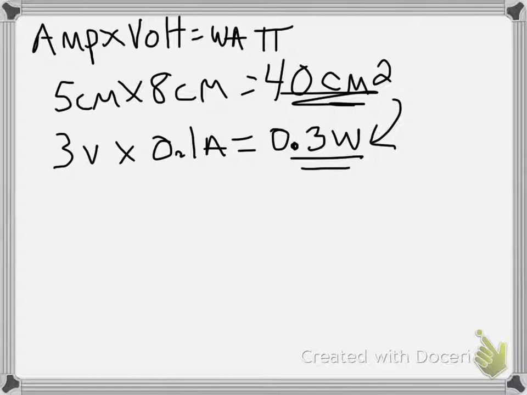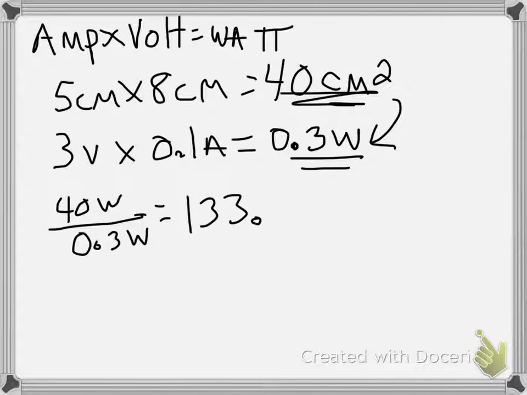Alright, so to solve the rest of the problem, we want to make 40 watts of power. To do this, I'm going to divide my 0.3 watts per cell into the 40 watts of power, and what I come up with is 133.4, and that's how many solar cells I need. Each one of these solar cells is 40 centimeters squared.